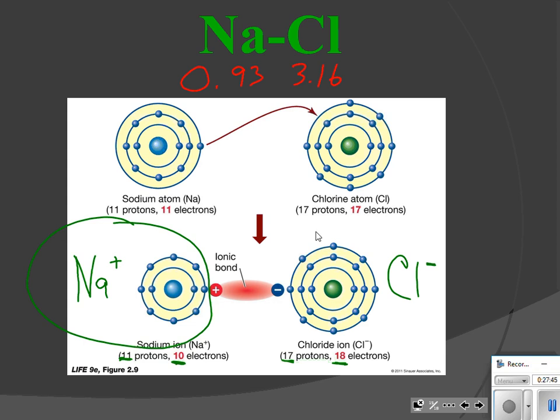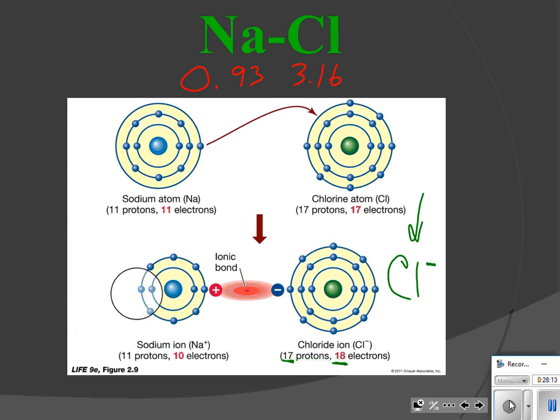Ladies and gentlemen, we have an anion, we have a cation. Anions, cations, those are ionic bonds. So when we're dealing with this ionic bonding, we are dealing with anions, cations, ions. And how do they become ions? By gaining and losing electrons.